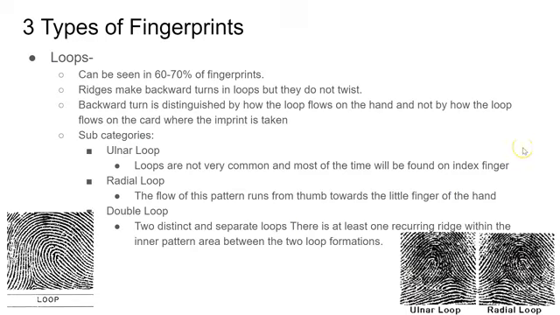And then we also have the subcategory of a double loop. A double loop is two distinct or separate loops, where at least one recurring ridge within the inner pattern forms the double loop pattern. And then over here in the bottom left, we just have a simple loop style kind of showing you what it looks like.